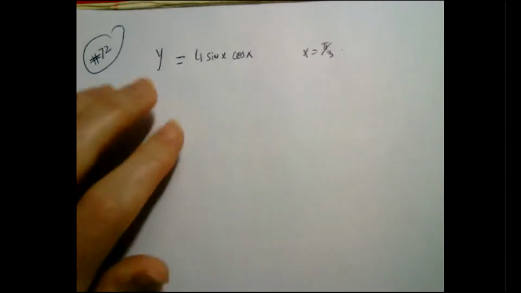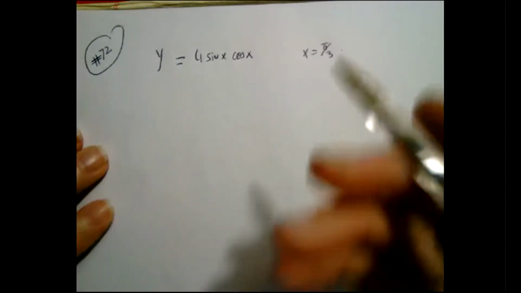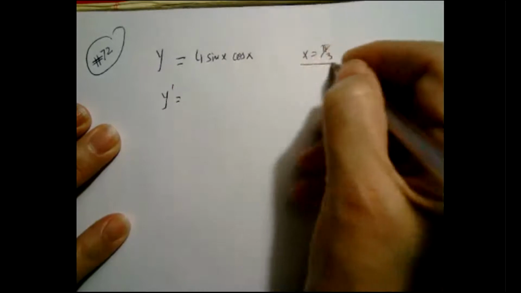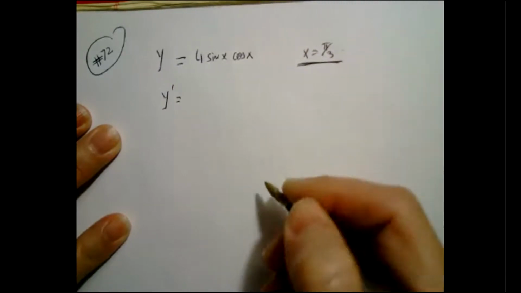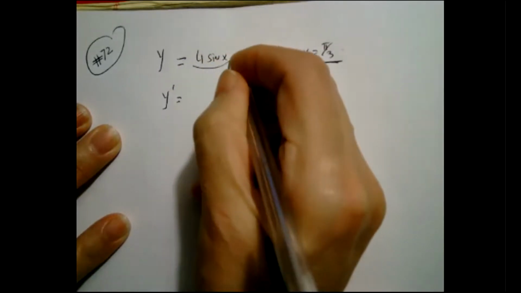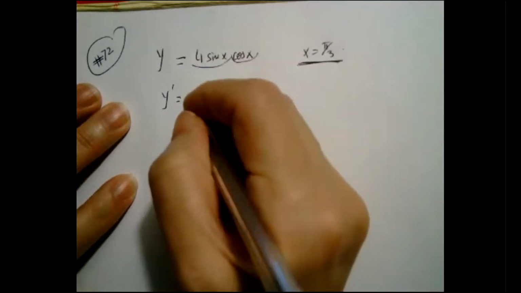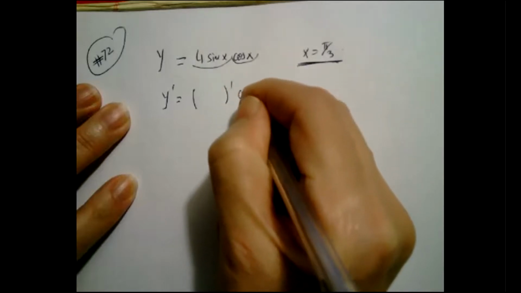To do that, first we find the derivative, because the slope is the value of it at pi over 3. So this is a product. Watch carefully how I wrote it. That's 4 sine times cosine, so we use the product rule.